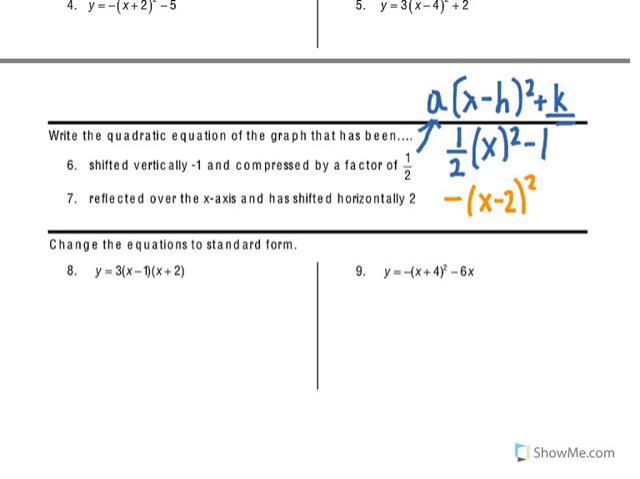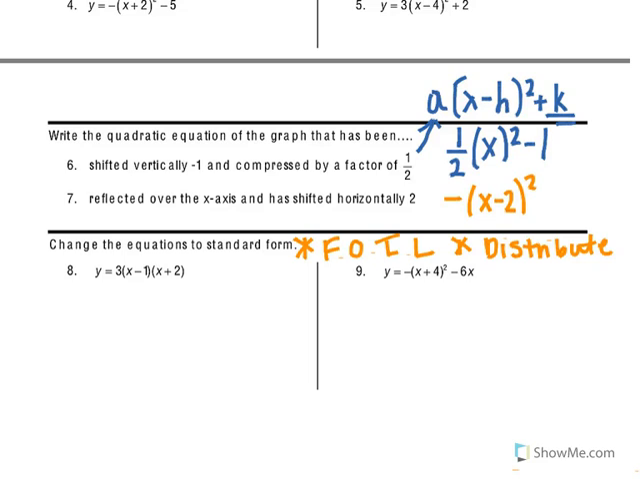Okay. For the next one, it says change the equations to standard form. What you need to know is that you have to FOIL these. Remember, first, outer, inner, last. So you're going to FOIL. Okay, then you're going to distribute whatever's on the outside. So you always FOIL first, then you distribute. Okay, let's try number 8.